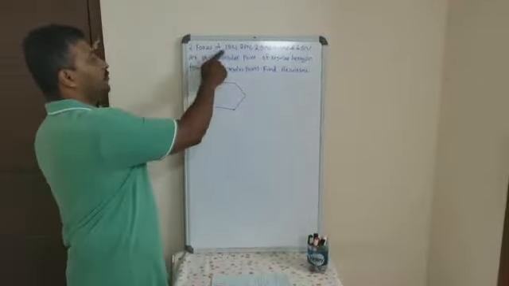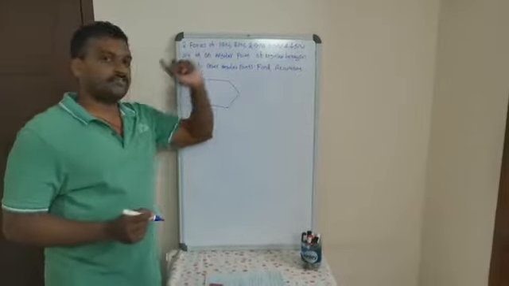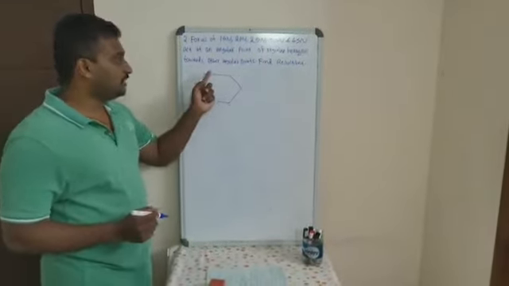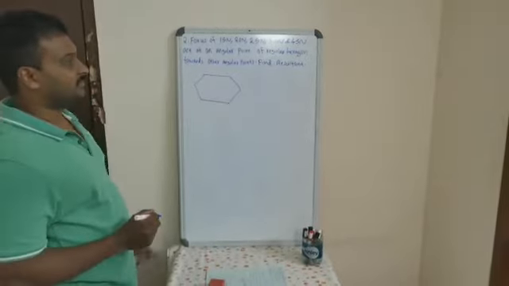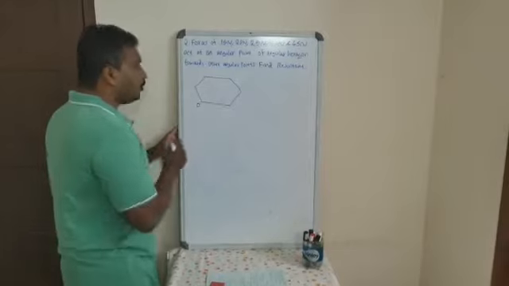Next question. Forces of 50 Newton, 20 Newton, 25, 35 and 45 Newton act at an angular point of a regular hexagon towards other angular points. Then find the resultant. Here this point is taken as O.